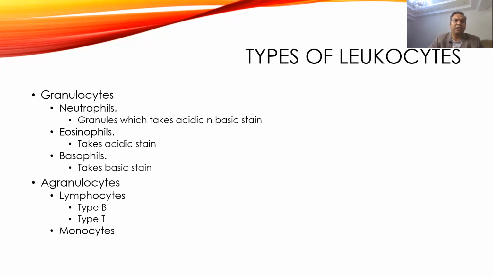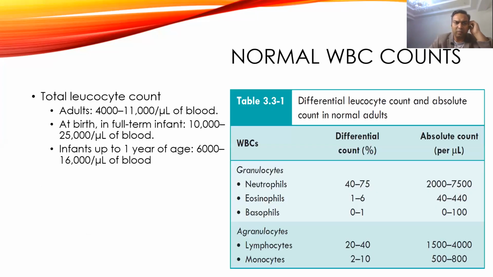Okay, we will also talk about this in detail when we talk about lymphocytes. Then come to the normal counts, which we already discussed. It's somewhere around 4,000 to 11,000. Immediately after birth, it is very high, somewhere around 10,000 to 25,000. And as the age increases, it starts decreasing, and by the end of the year, it will come somewhere around 6 to 16,000.